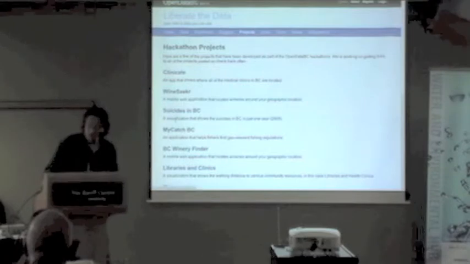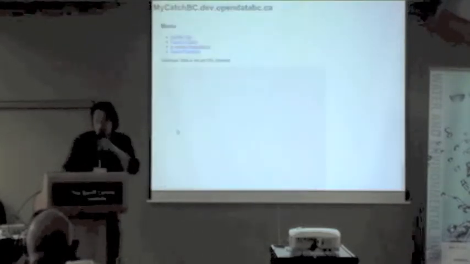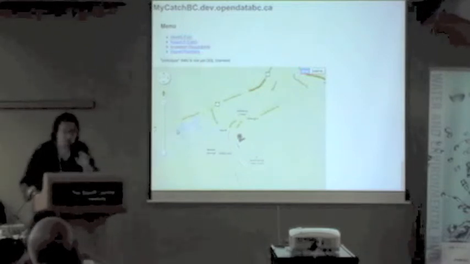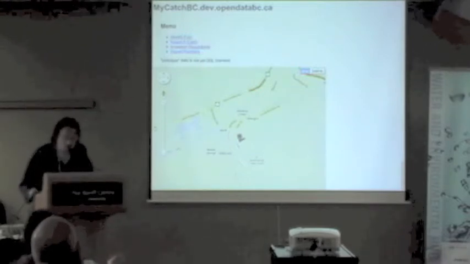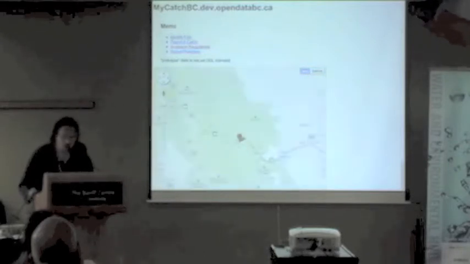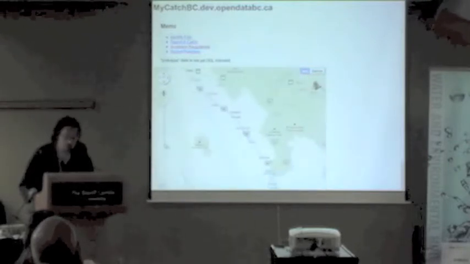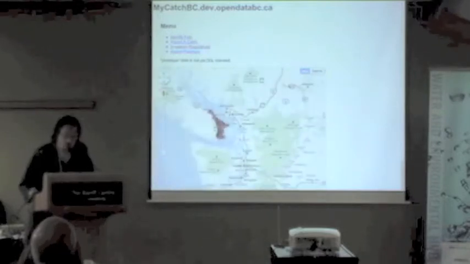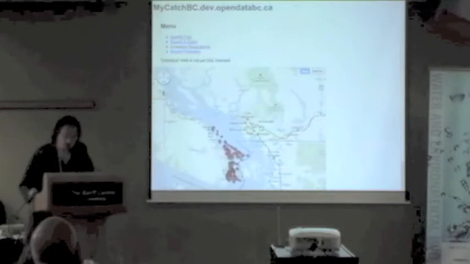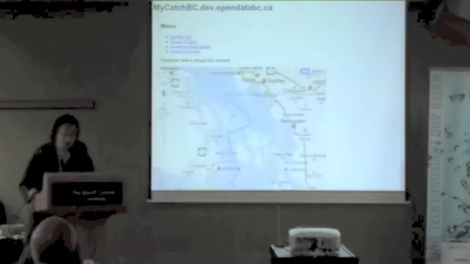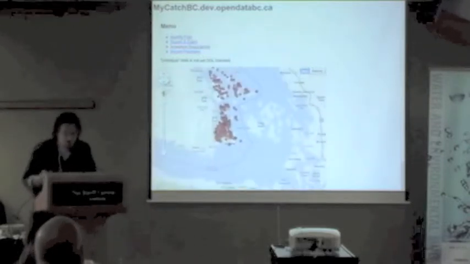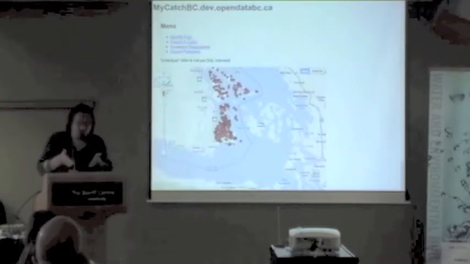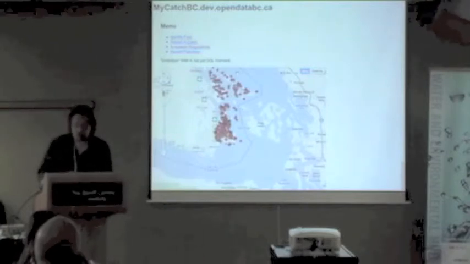One of them is water related, which is My Catch. What My Catch is, basically, a friend of mine in Victoria, his name is Kevin, he likes to go fishing, and he finds it so frustrating that the rules around fishing are very complicated in British Columbia. So he said, I just want an app that I can whip out my phone wherever I am, and it just tells me about the regulations that are relevant where I am, because I don't actually care about the regulations in other places. So that's what this app is for.